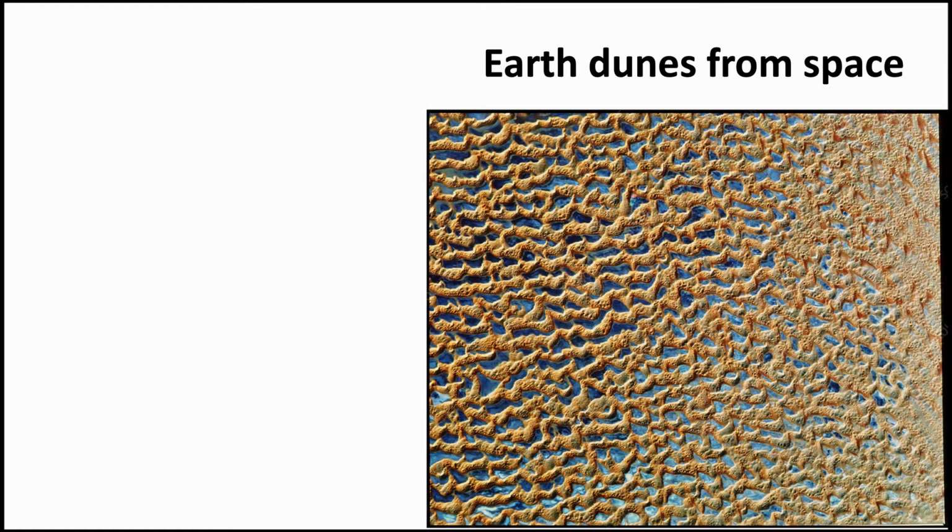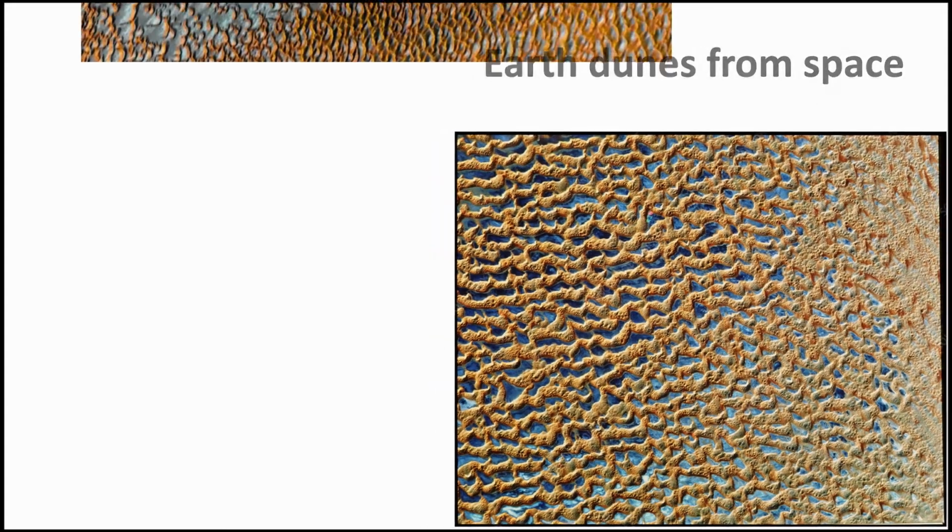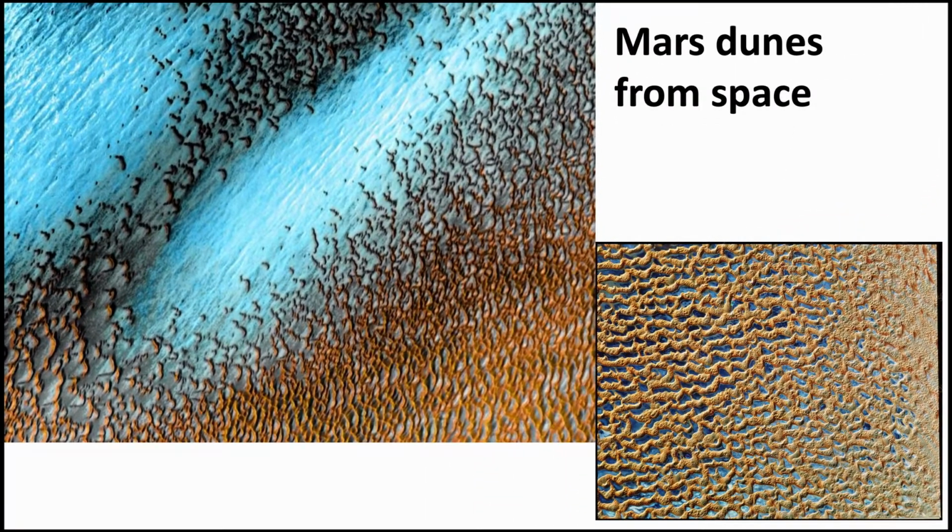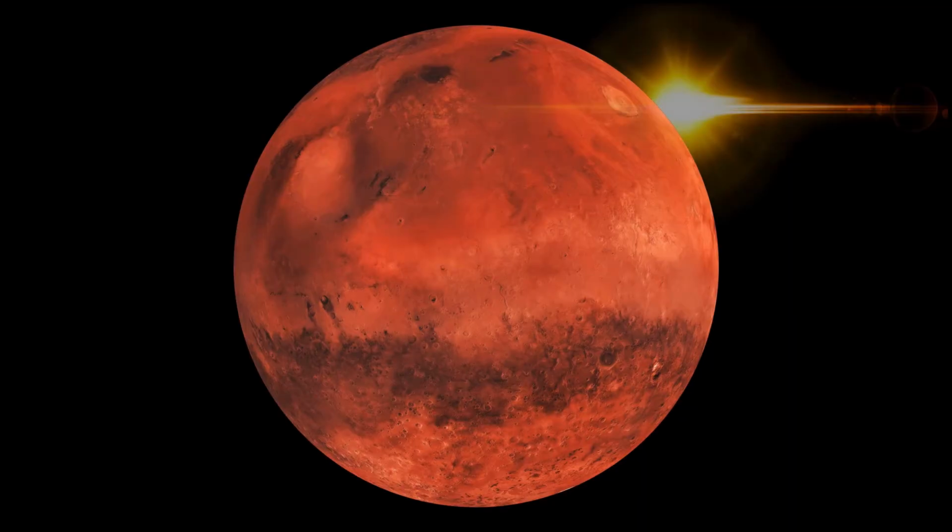This is an example of the Rub al Khali in Saudi Arabia. You can see beautiful satellite images of Earth's dunes. And if you compare this with Martian dunes, these are spectacular dunes from the Martian North Pole, you can see that their geometry and the fundamental principle that leads to the formation of dunes is the same. Right, so let's look a little bit at our approach.